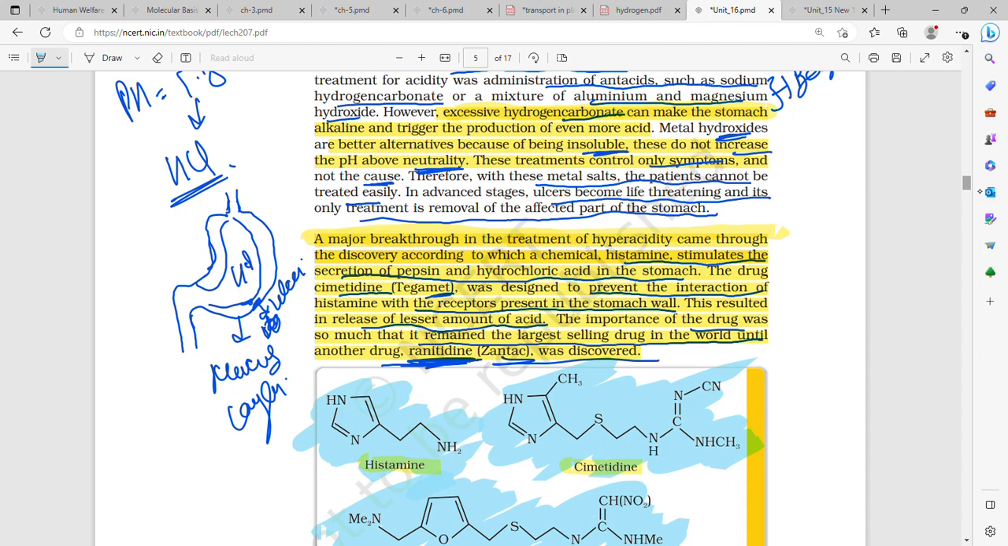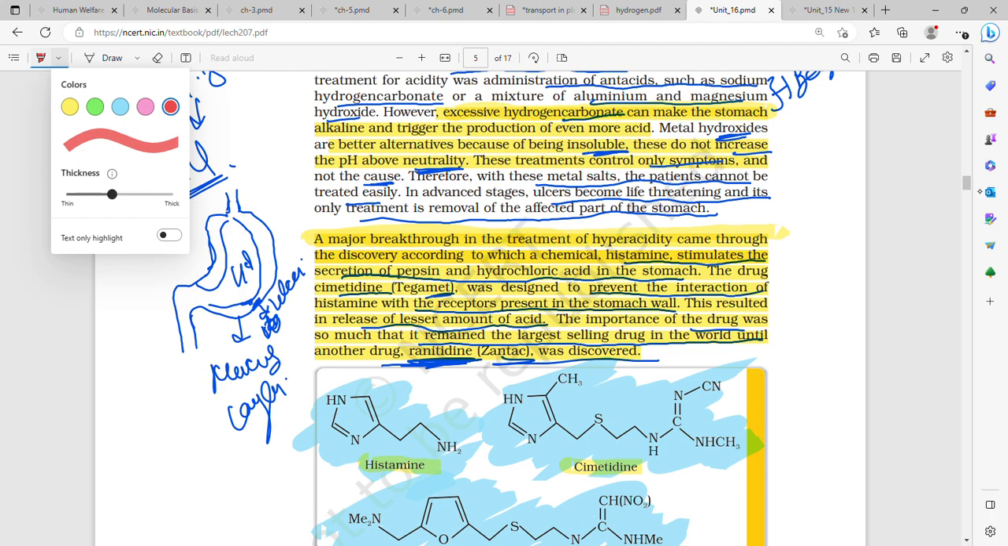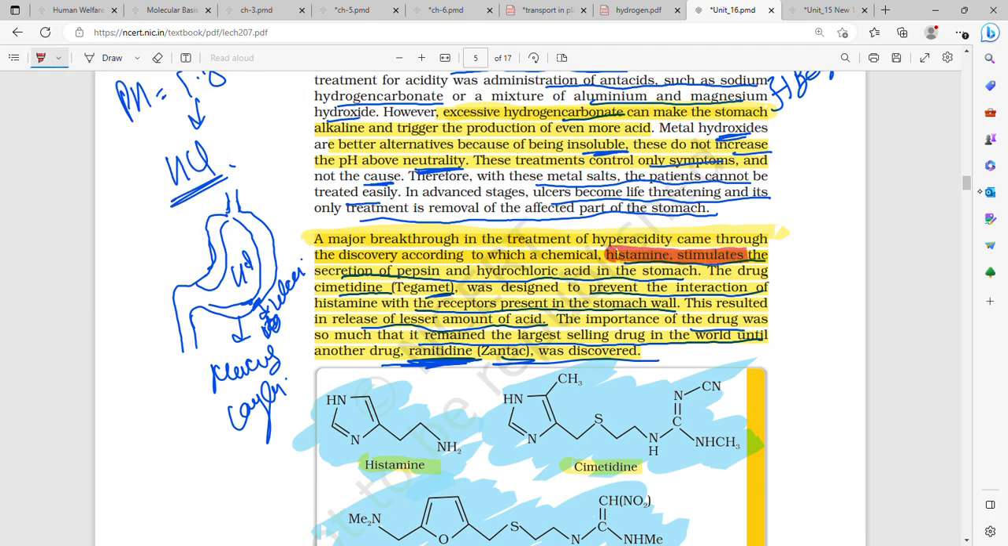So what was the breakthrough in the treatment of hyperacidity? It was discovered that a chemical, histamine, stimulates the secretion of pepsin and hydrochloric acid in the stomach. Pepsin is a protein digesting enzyme, and HCl is hydrochloric acid. And the drug cimetidine, or Tagamet, was designed to prevent the interaction of histamine with the receptors present in the stomach wall.